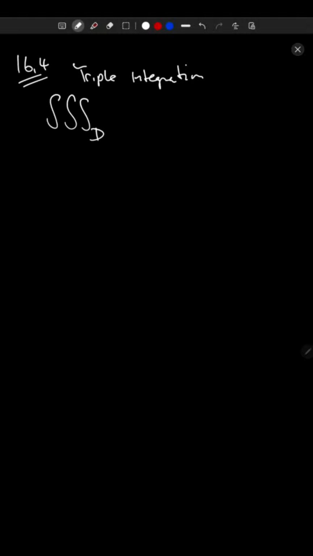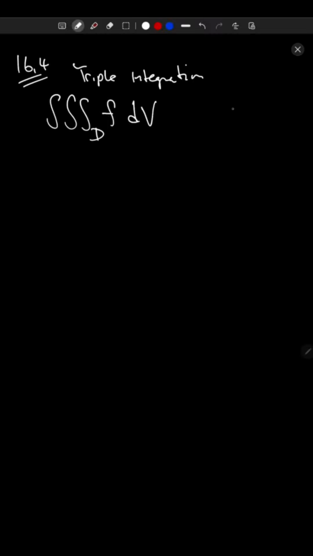Okay, so this is 16.4, triple integration. We're going to be integrating over regions in space. Solid regions is often what they're called. And in general, the notation would be something like that.